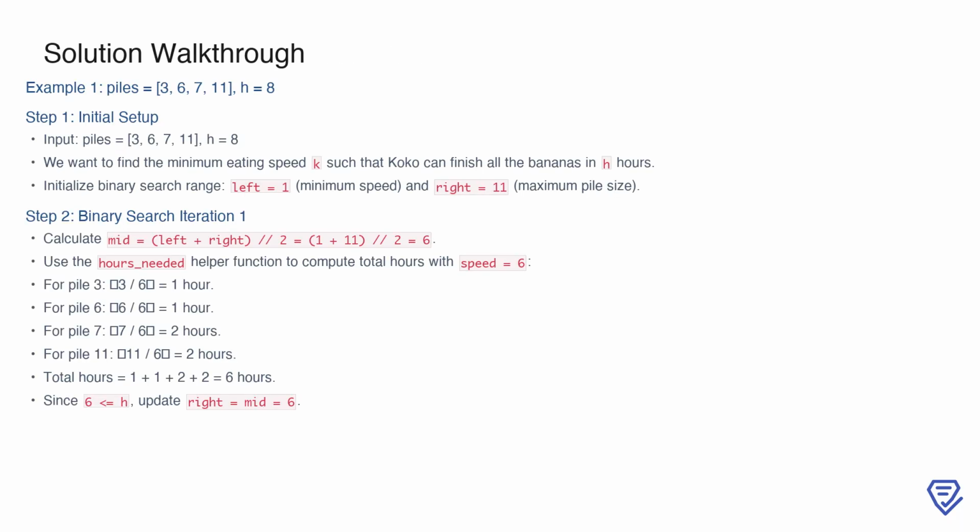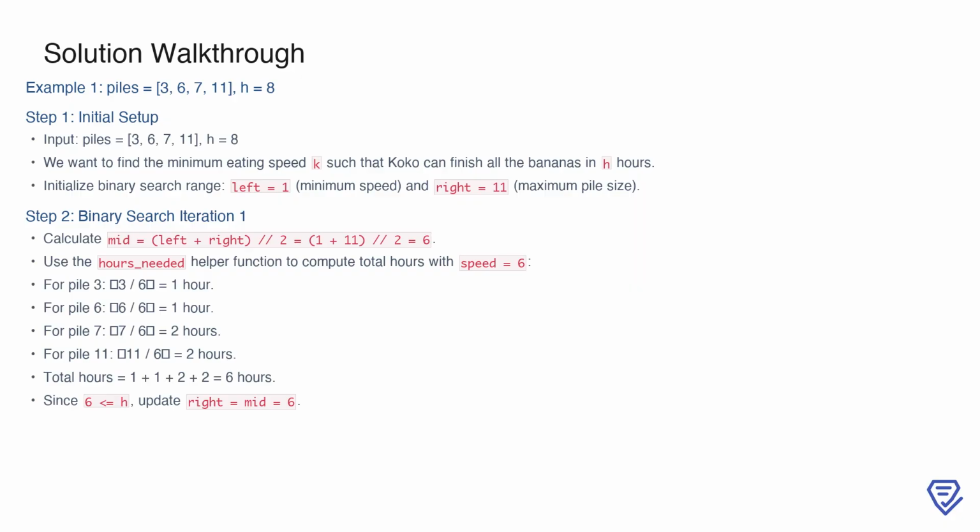To solve this problem, we need to determine the minimum speed, denoted as k, at which Koko can eat all the bananas in no more than h hours. In this example, the piles of bananas are 3, 6, 7, 11, and Koko has 8 hours to finish them. To start, we use binary search to efficiently find the solution. We initialize our search range with left set to 1, the smallest possible eating speed, and right set to 11, the size of the largest pile.